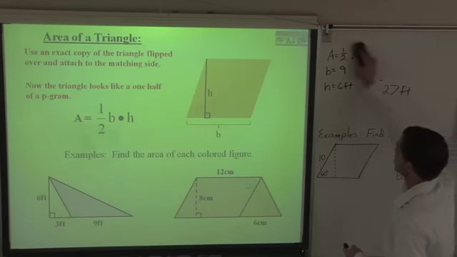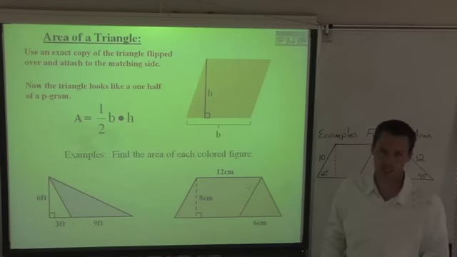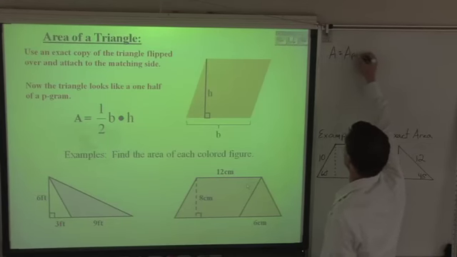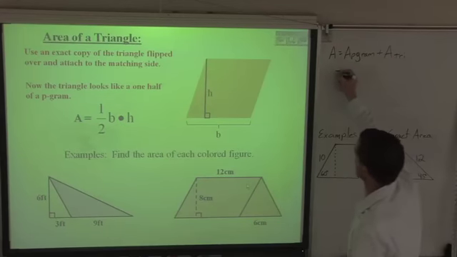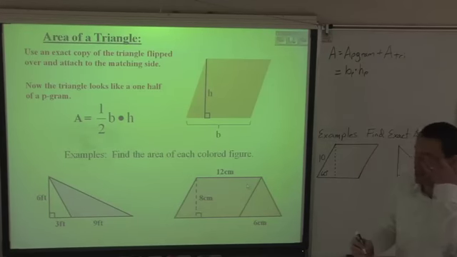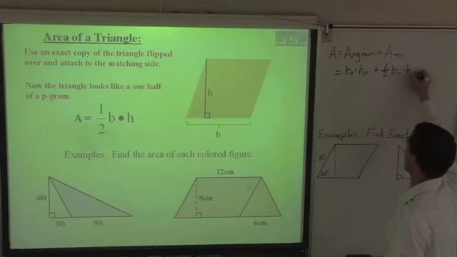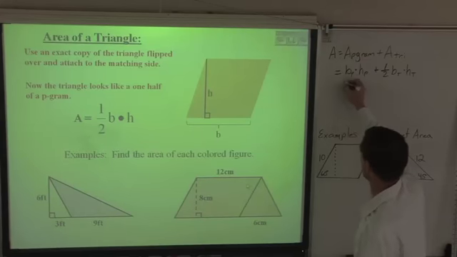Example number 2 is what's called a composite figure. It's made up of a parallelogram and a triangle. So I'm going to write a plan. My area is equal to the area of the p-gram plus the area of the triangle. Now, the area of the parallelogram is base times height, and I'm putting a little p there because it's the base of the parallelogram times the height of the parallelogram, plus 1/2 base of the triangle times height of the triangle.